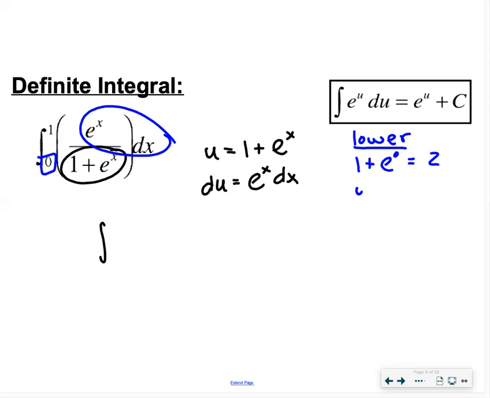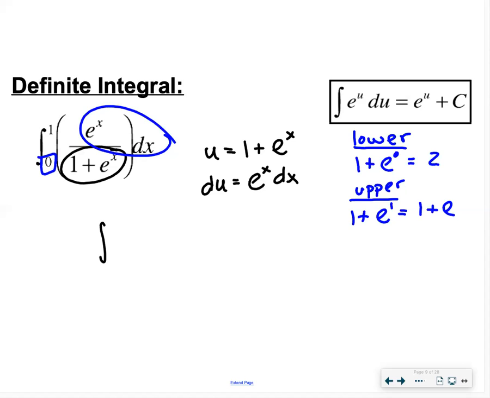Okay, let's write a new upper boundary. So this would be 1 plus e to the first. So e is just an irrational number, right? The decimals just go on forever. So we don't want to do any rounding. Let's leave this as an exact answer. So I'm going to leave my upper limit as 1 plus e. Okay, I'll show you how that works in a second.